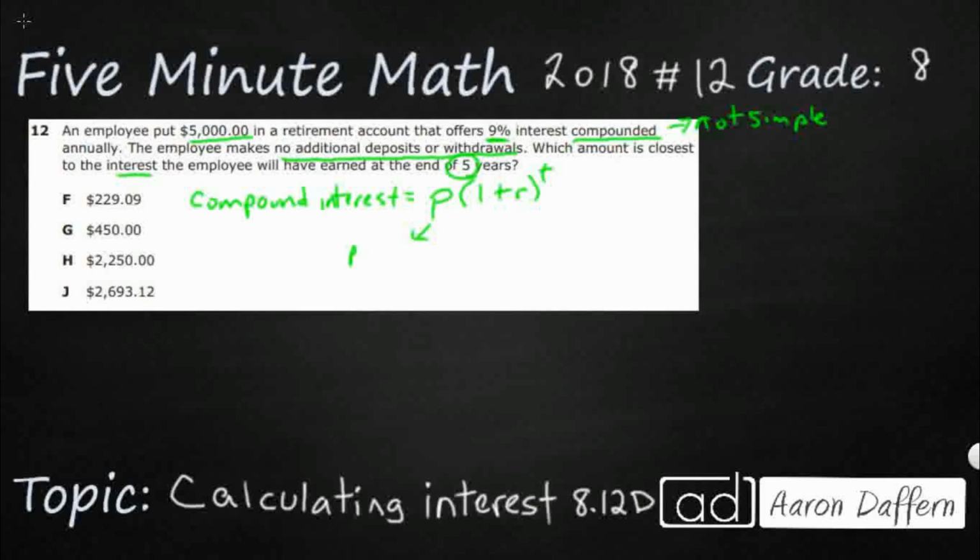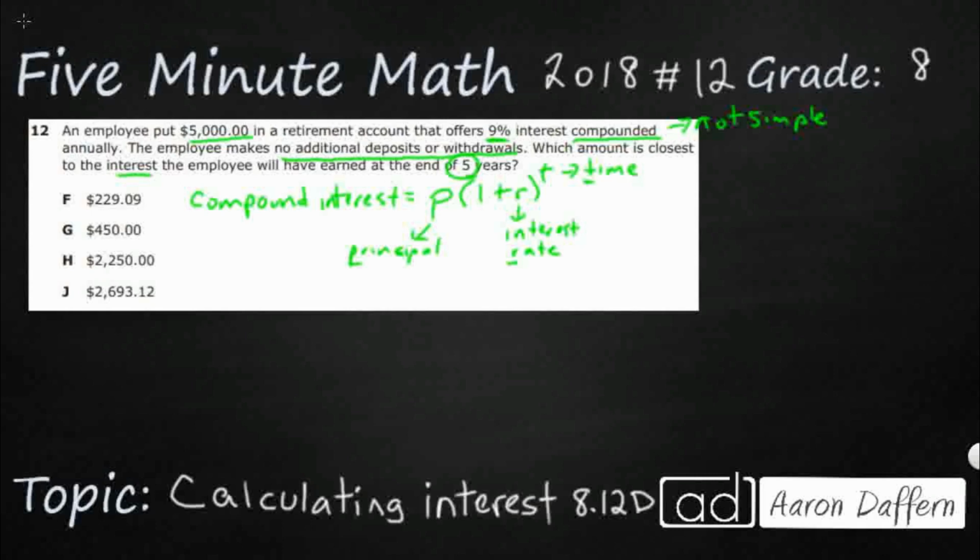So this P is our principal. That's the amount of money that is drawing the interest. In this case, it is the $5,000, and it's not changing because they say no additional deposits or withdrawals. 1 is just a 1. This R is your interest rate, sometimes just referred to as rate, and that's going to be that 9%. And this T stands for the time. What's the time frame? It's compounded annually, which means every year, and we've got it for a total of 5 years.